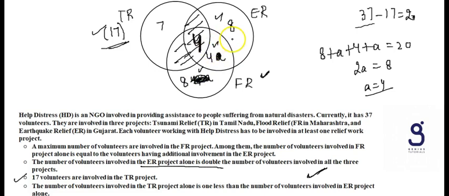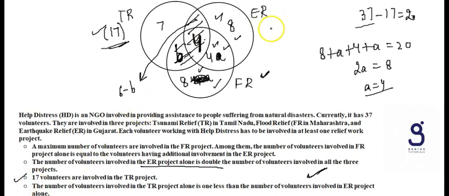Now this region is known to us, this is known to us, this is known to us, and one thing more, this TR combined is 17. So we can say that if I say this region is B, then this region will be 6 minus B. I hope this much is clear to all of you.